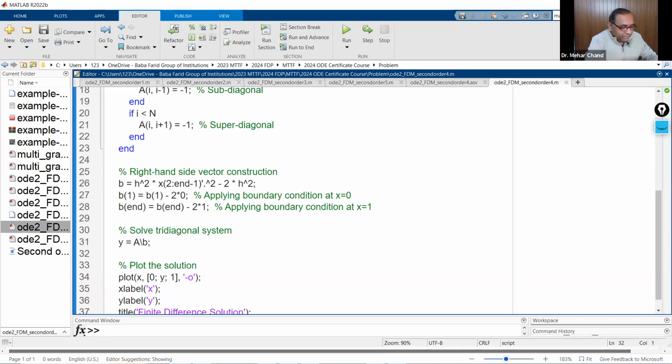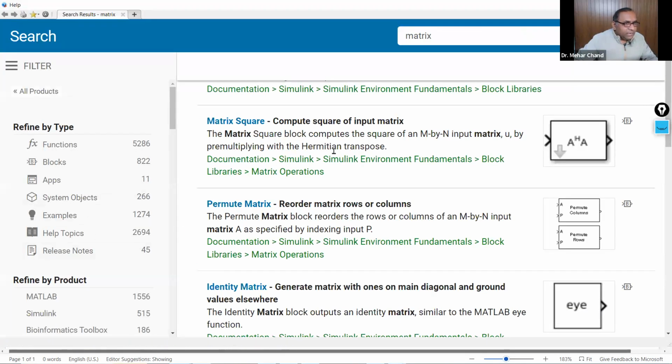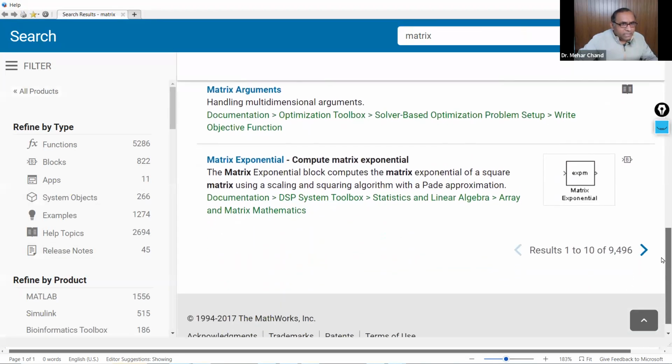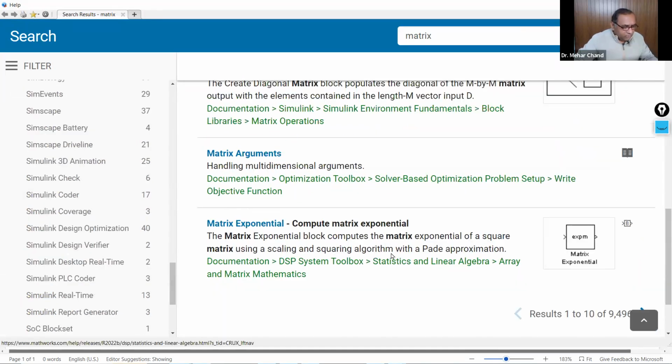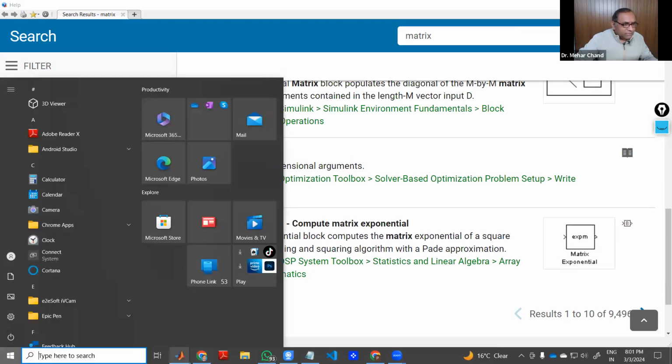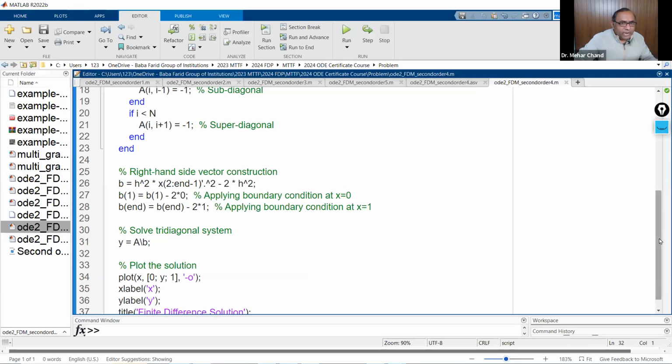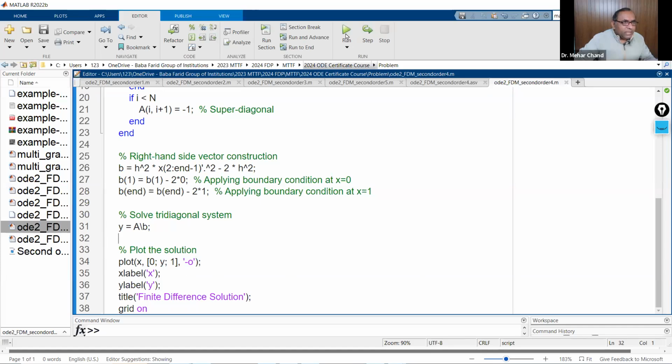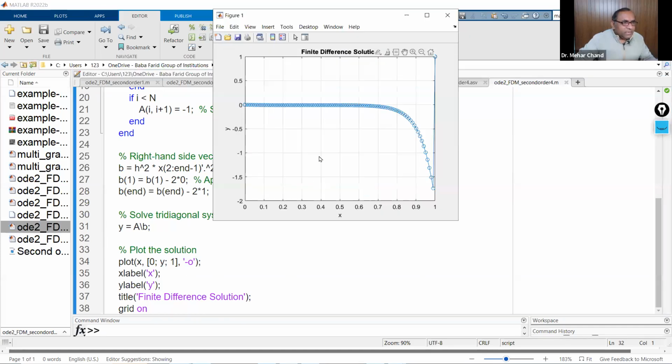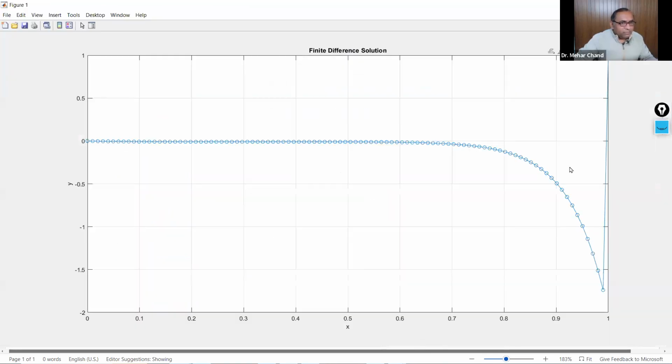Okay, matrix. You will go to matrix square and n by n, matrix augment, exponential. Okay, so just 1 minute. First, see this one. So this is the entire code, and after that you can plot the graph. Okay, and when you run it, you will have the graph of the second order differential equation.